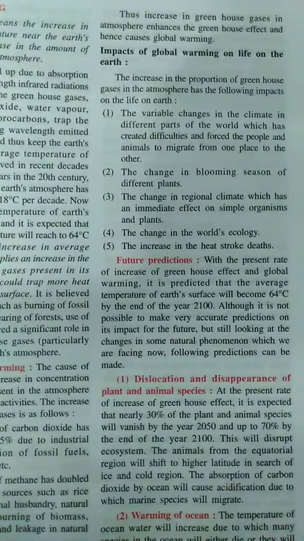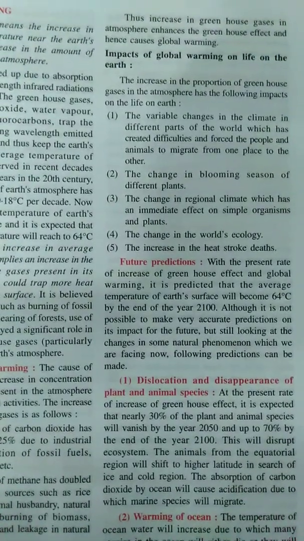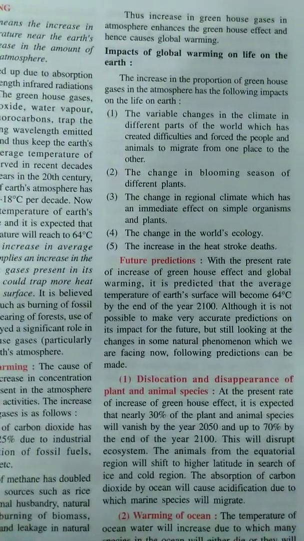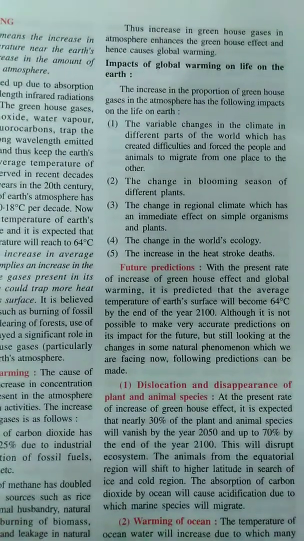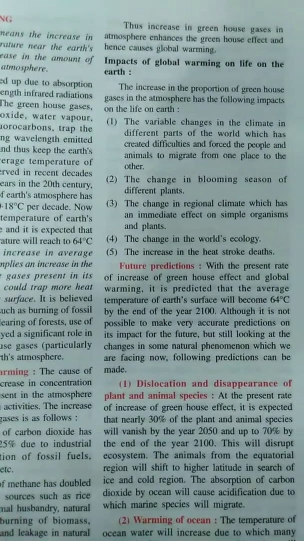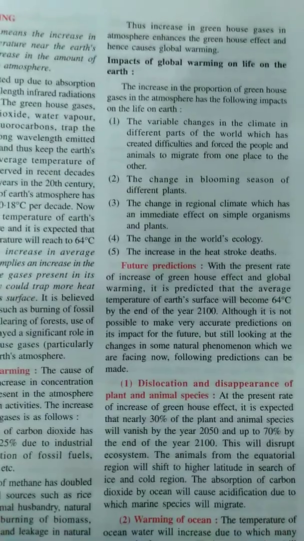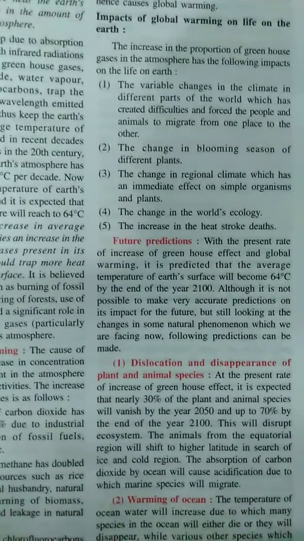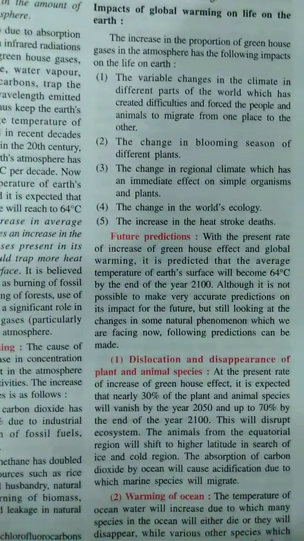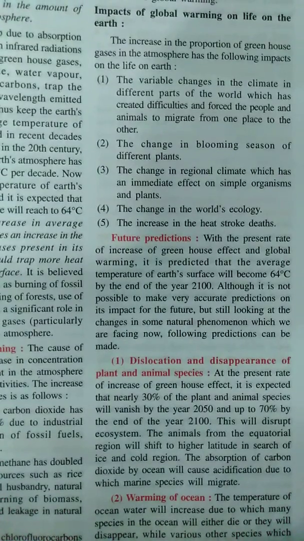Now let's come to this part. What are the future impacts of global warming? What can global warming do? Global warming can change the climate of different parts of the world. The temperature is changing, the climate is changing, seasons are changing, and this is not good for the earth's surface or the future of the earth.